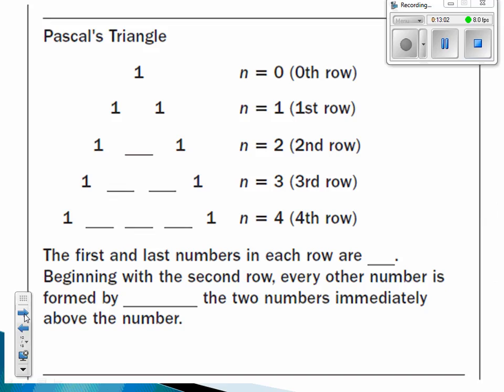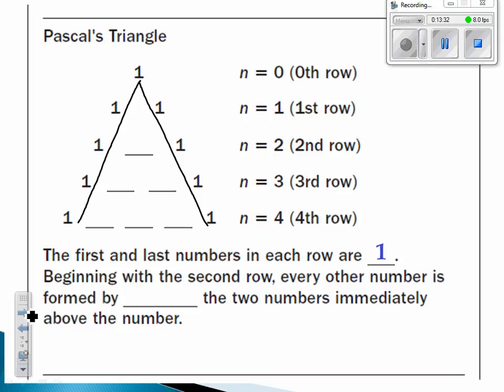Pascal's triangle is a pattern, is all it is. The first and the last numbers in every row are 1. As you can see, we've got 1s going down here and 1s going down here. That will always be true. We'll always start with a 1 at the top, and then there'll be 1s going down both sides.